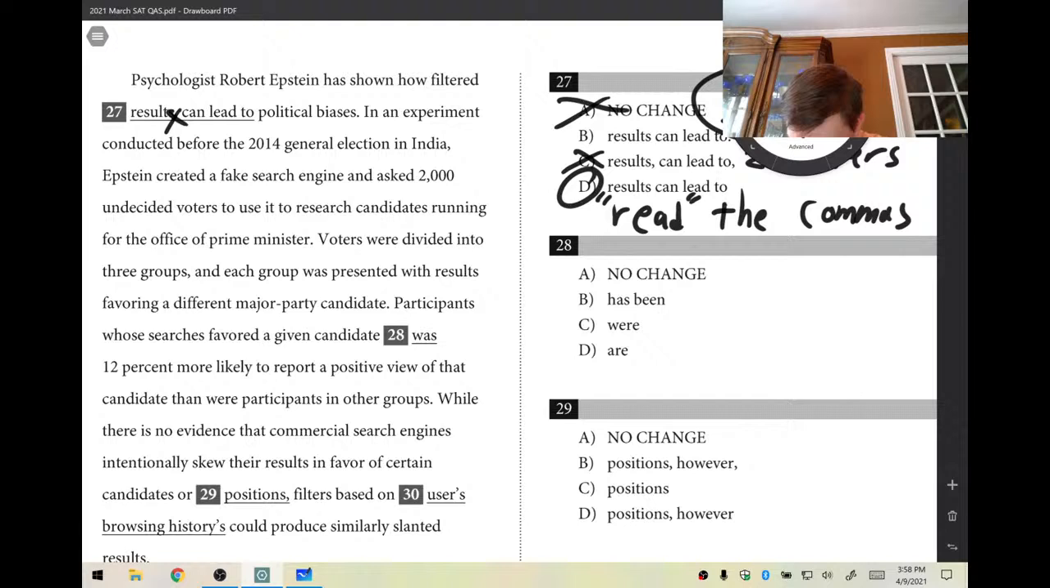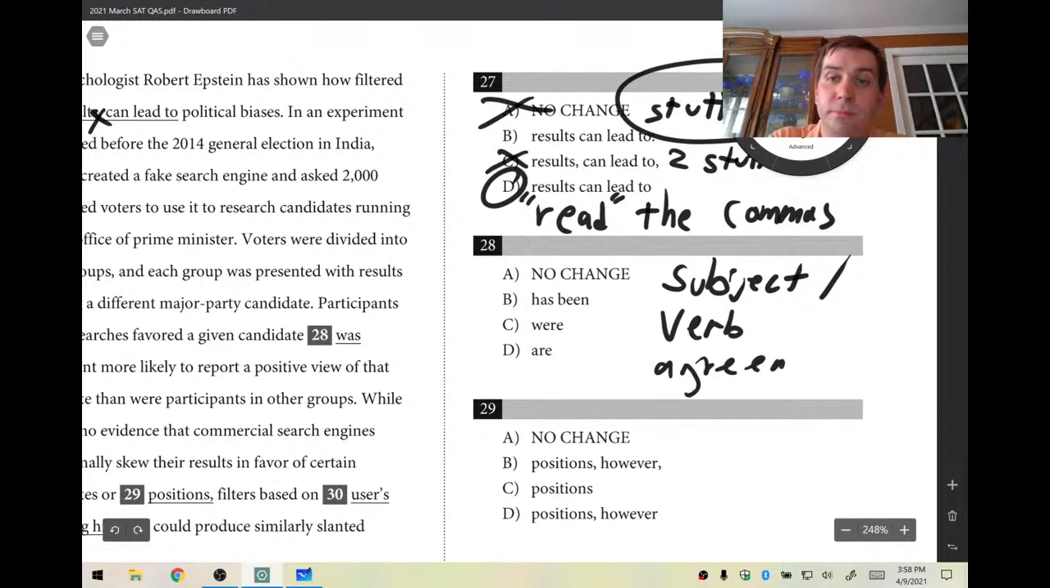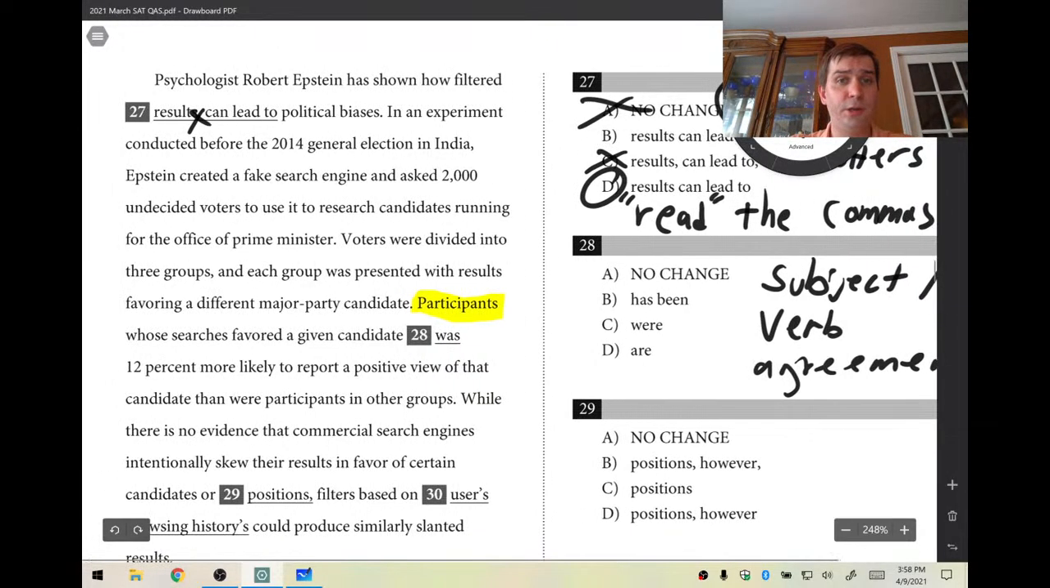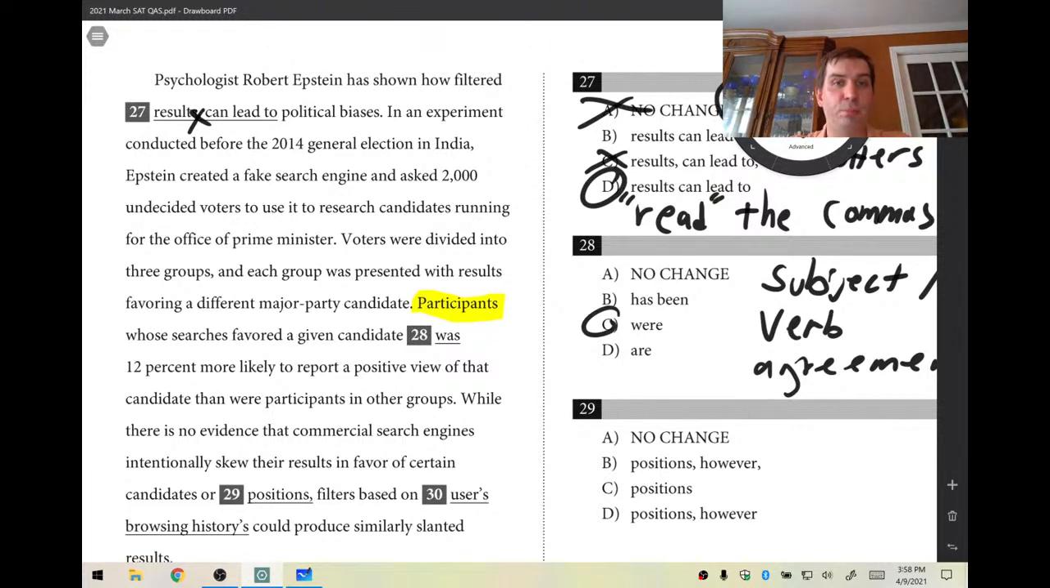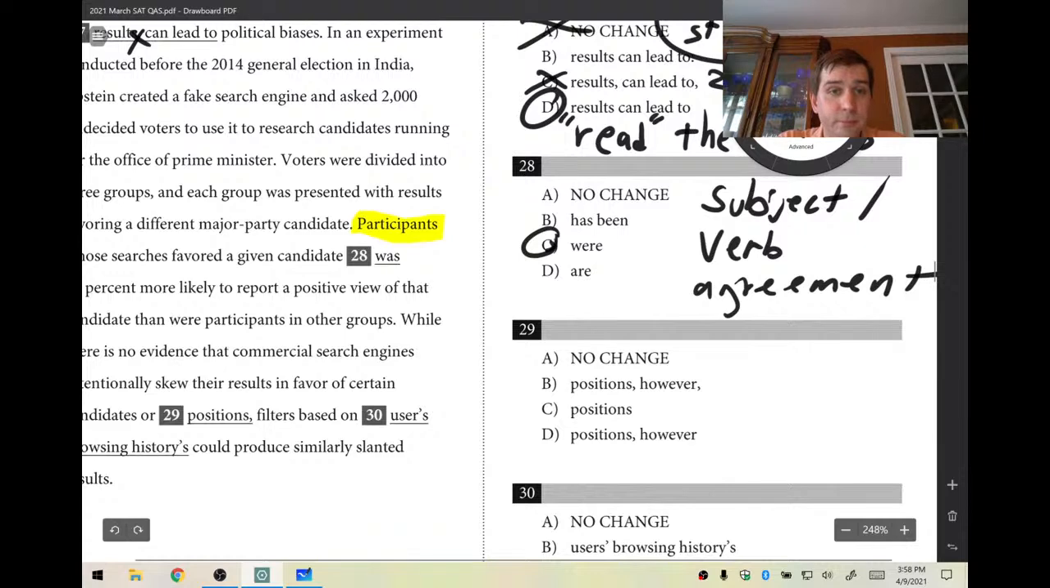All right, 28 says, participants whose searches favored a given candidate was 12% more likely. So they are testing you on subject-verb agreement. Our subject is participants. So participants are plural. So participants were 12% more likely to report something. So plural subjects take plural verb forms. Remember that. Let's look at 29.